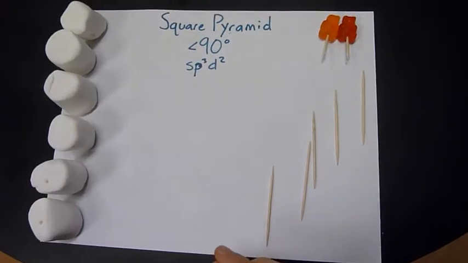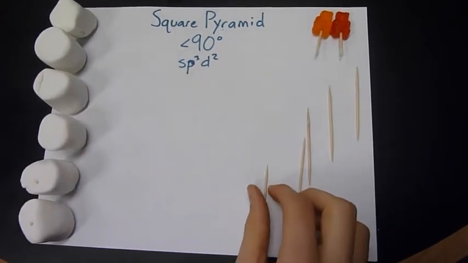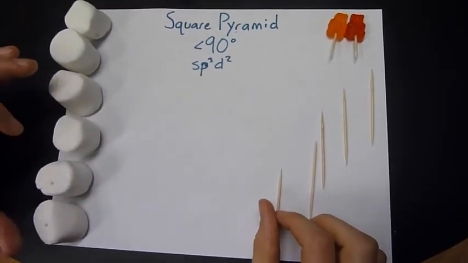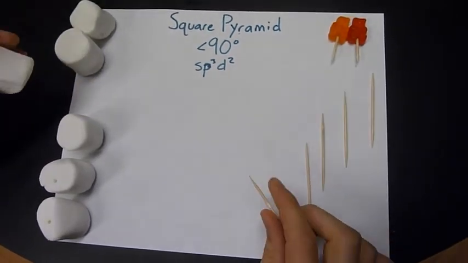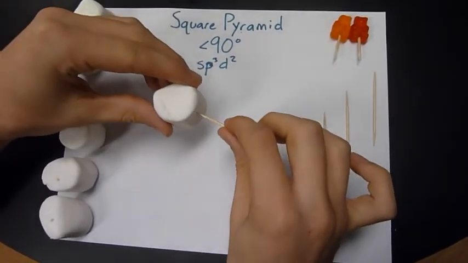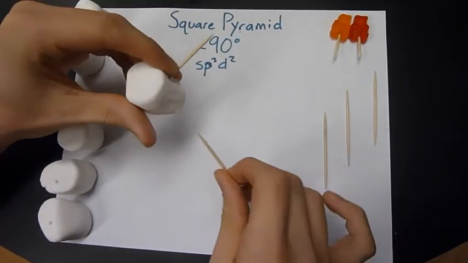There you have it. So here we have the square pyramid. It has a central atom, 5 bond pairs, and 1 lone pair, giving it a hybridization of sp3d2. Bond angles are a little less than 90 degrees.